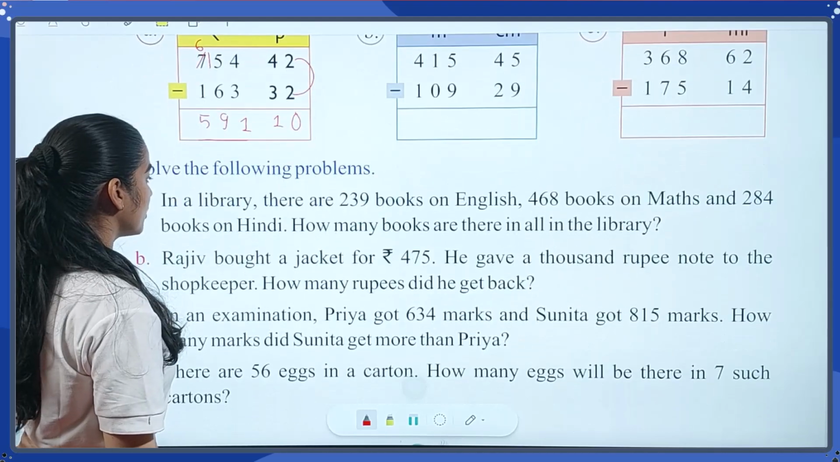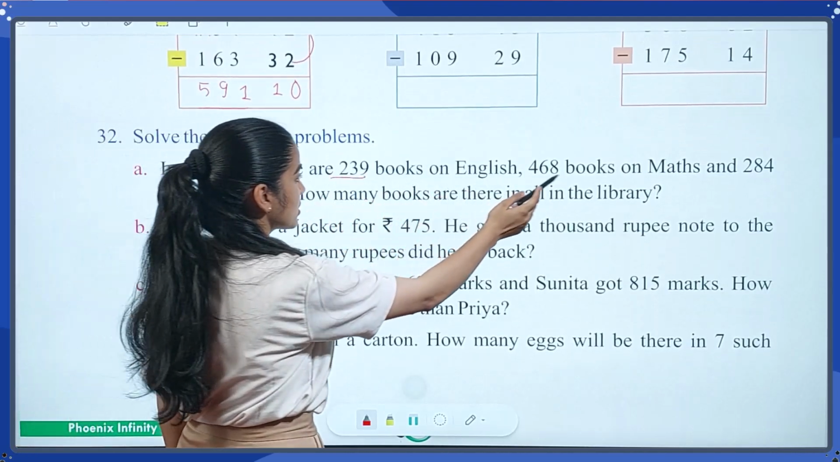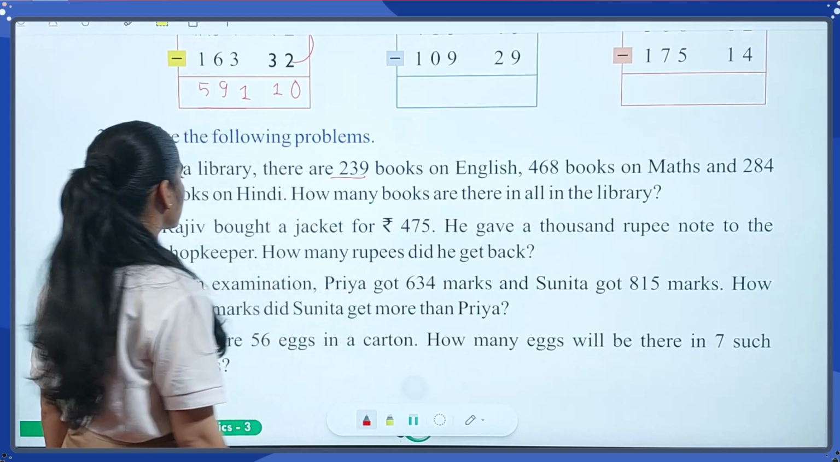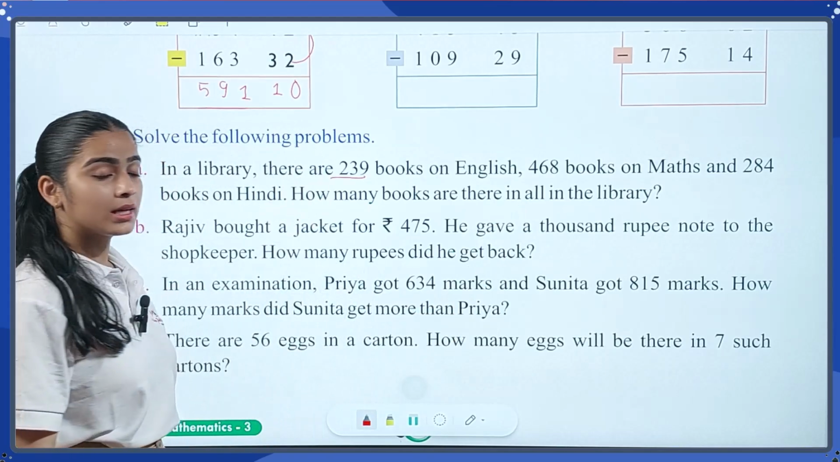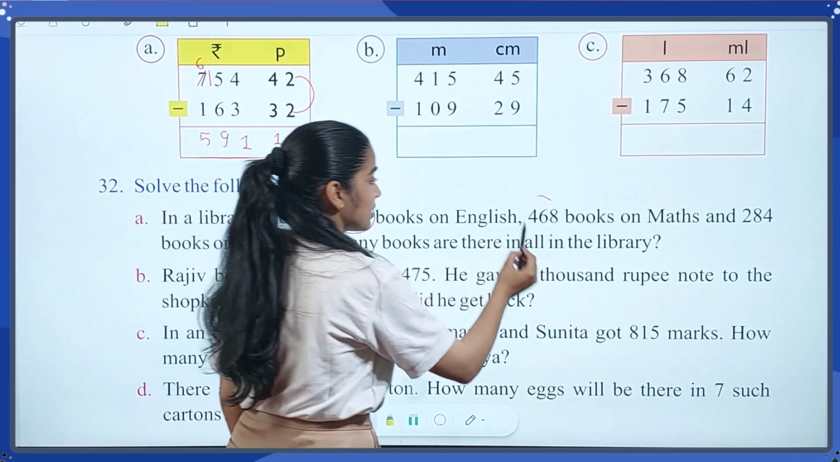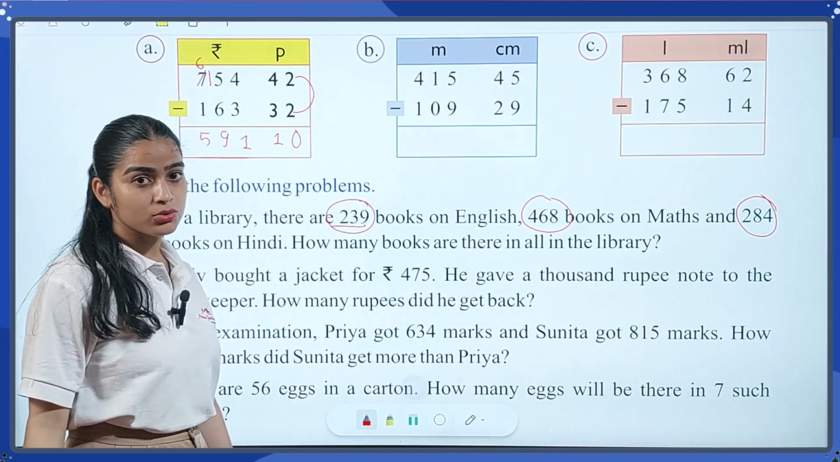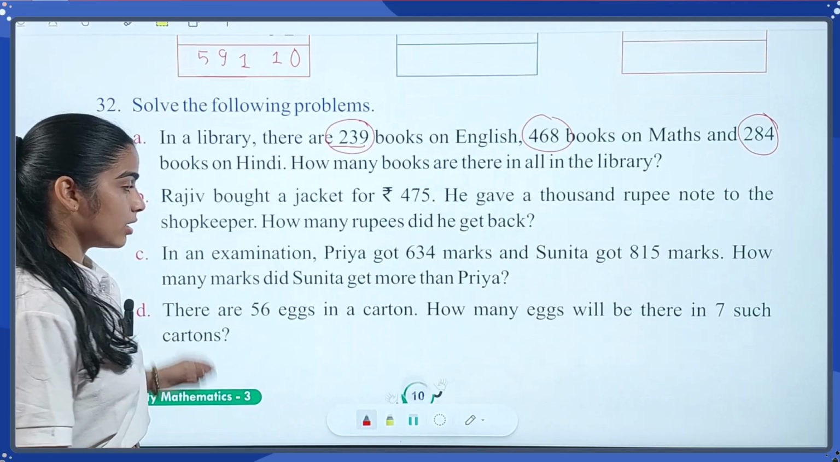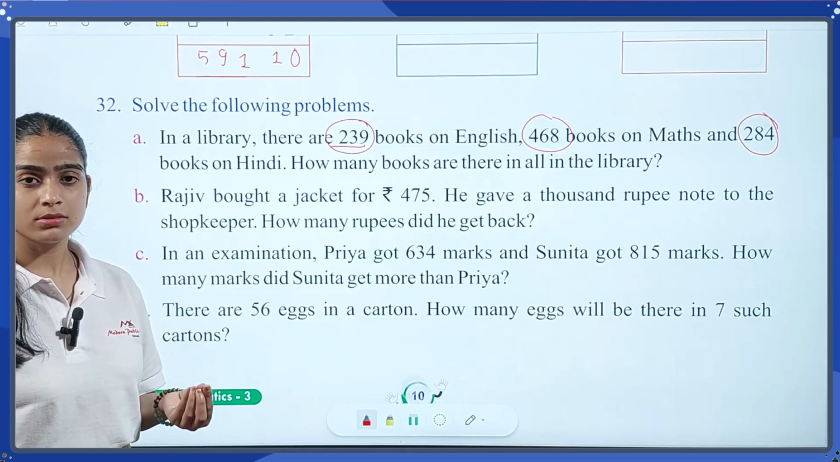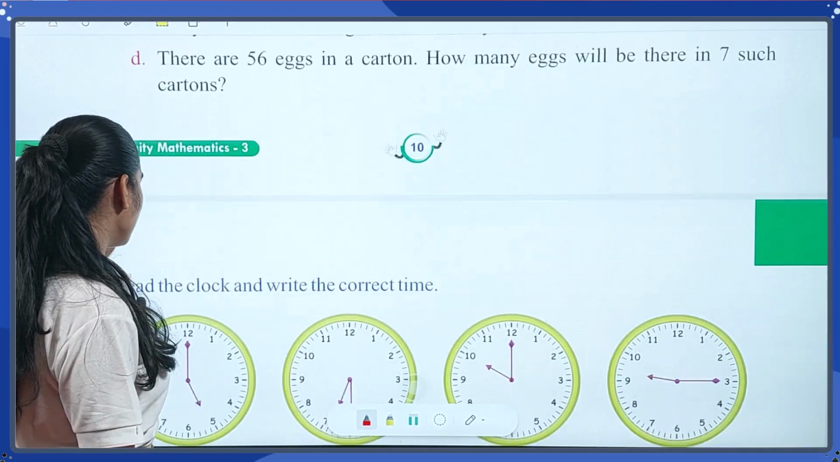Now solve the following problems. In a library, there are 239 books on English, 468 books on maths, and 284 books on Hindi. How many books are there in all in the library? So it means you have to add these numbers. So students, now we are doing so many addition and subtraction questions. So if you have questions related to subtraction and addition, you can solve them very easily.